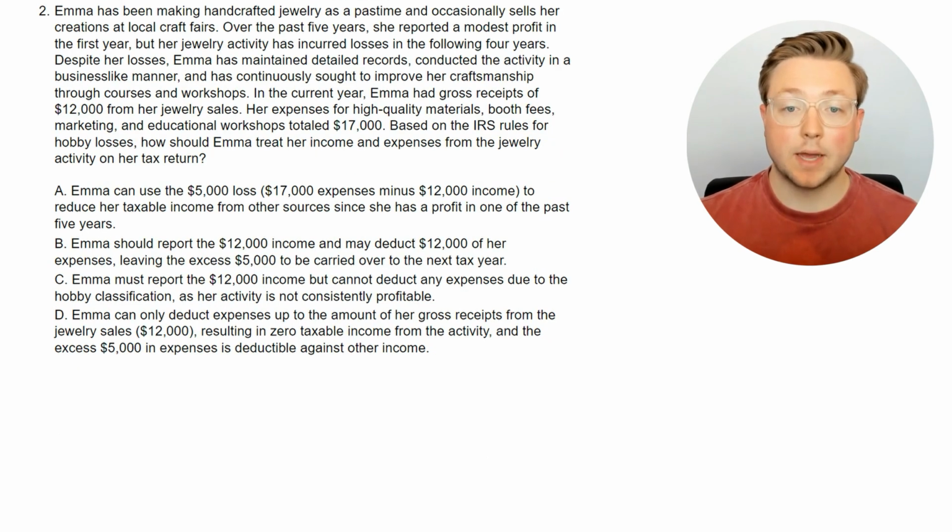Okay, question 2. Emma has been making handcrafted jewelry as a pastime and occasionally sells her creations at local craft fairs. Over the past 5 years, she reported a modest profit in the first year, but her jewelry activity has incurred losses in the following 4 years.